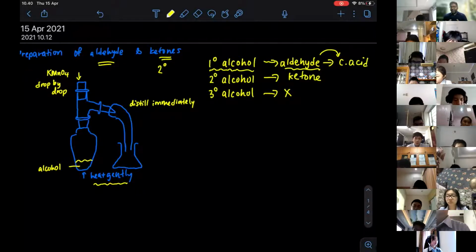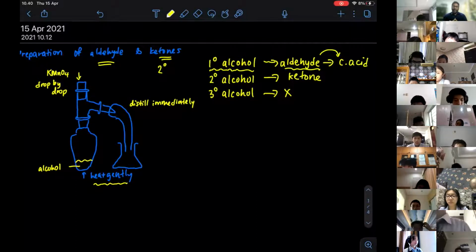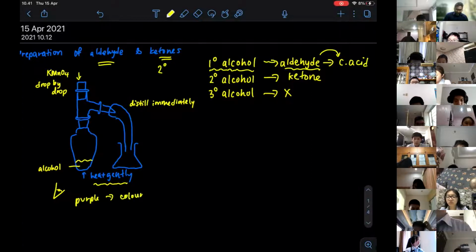No need to distill immediately. Just use the normal heat under reflux, and then you will get complete reaction. Primary alcohol will change to carboxylic acid. The important thing to notice, if there is a positive reaction, is that if potassium manganate is your oxidizing agent, your purple color will change into colorless. It will decolorize the purple color.